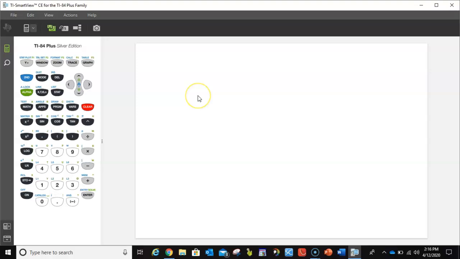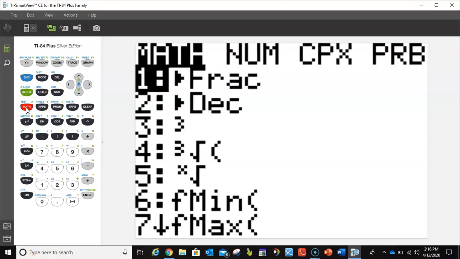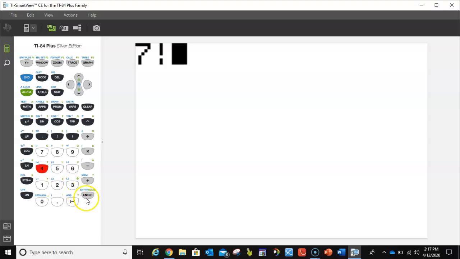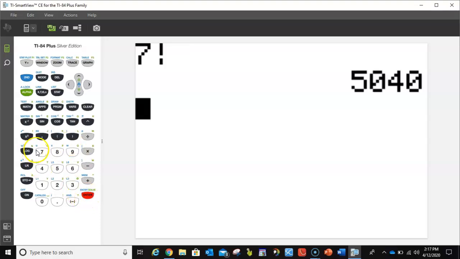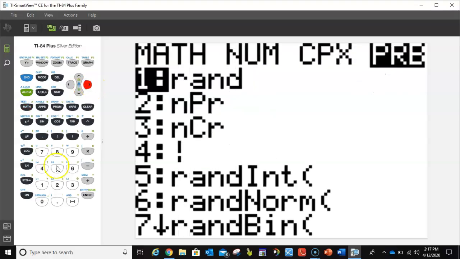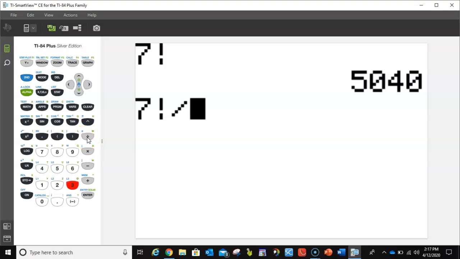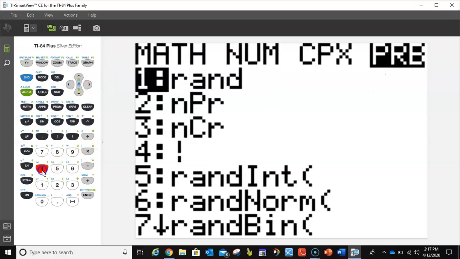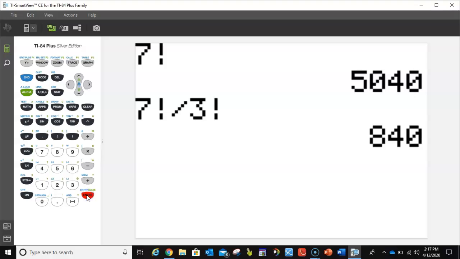So if you have the TI-84, you'd have to hit 7 and then go to the math option, look for PRB, which is probability, and then it's number 4, and that'll give you 7 factorial. But you can also divide them. So it's math, number 4 divided by 3, and then math PRB. So this is a little more cumbersome than Desmos, but you can still do it in here, and you get the same answer as well.